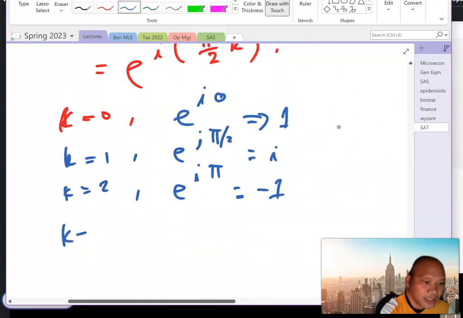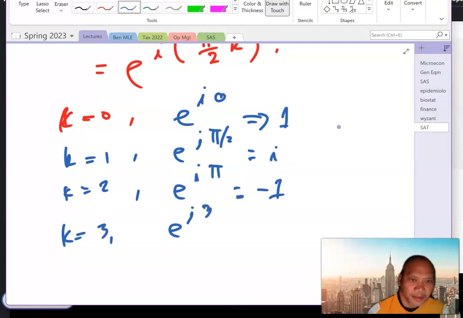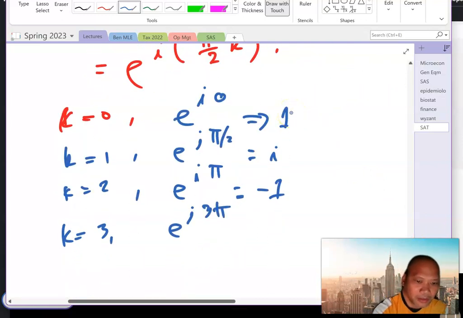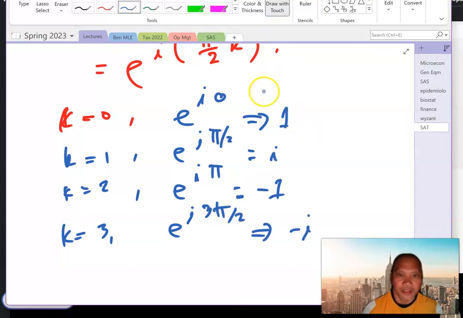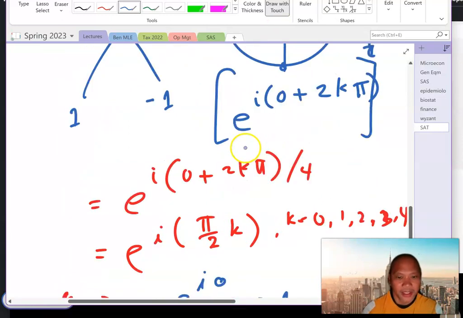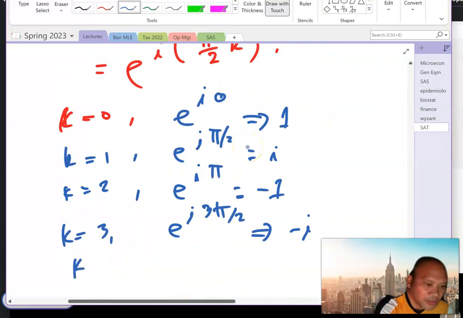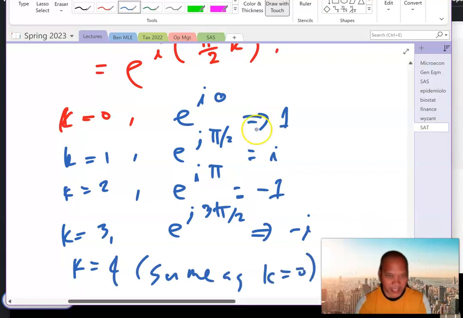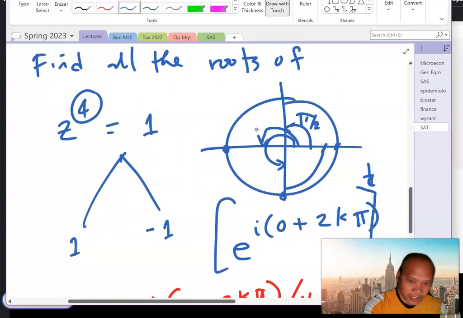Now when k is 3, this is 3 pi over 2, and that will be negative i. How do we know that? It's going to be here, 3 pi over 2 will be here. It's negative i. And then when k equals 4, it will be the same as k equals 0, so now we get back again. You keep on going over the circle.